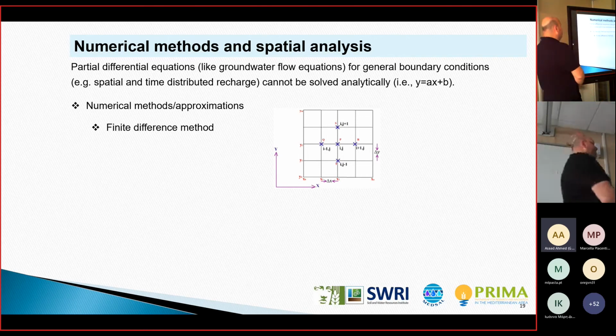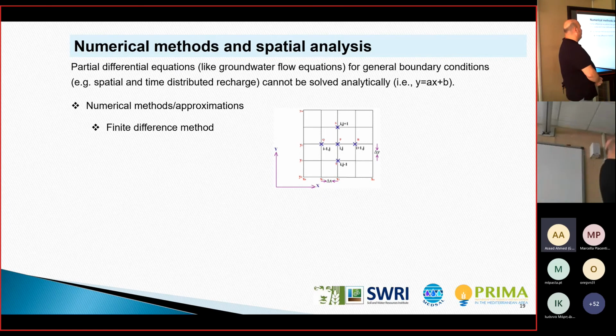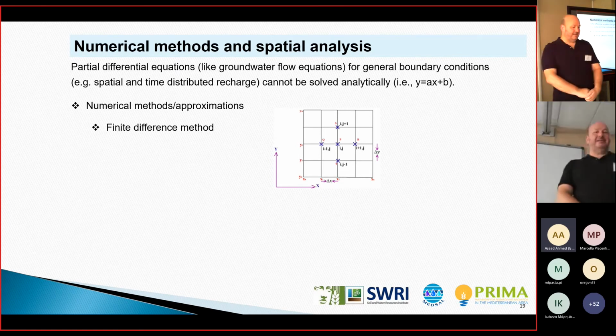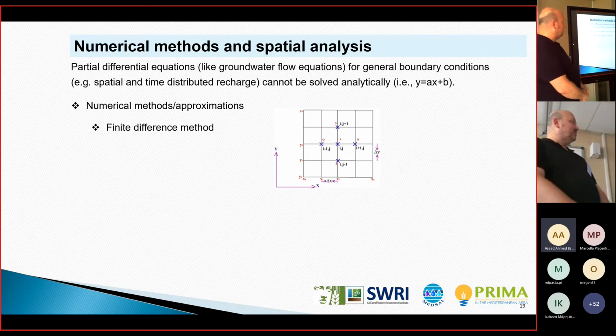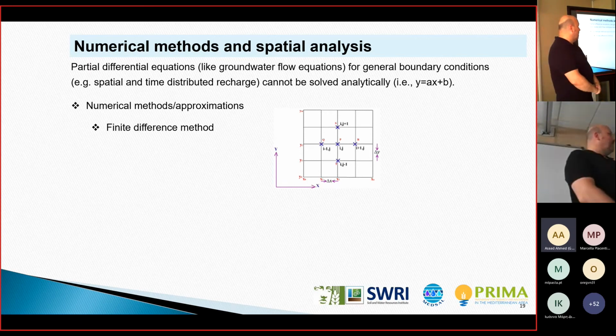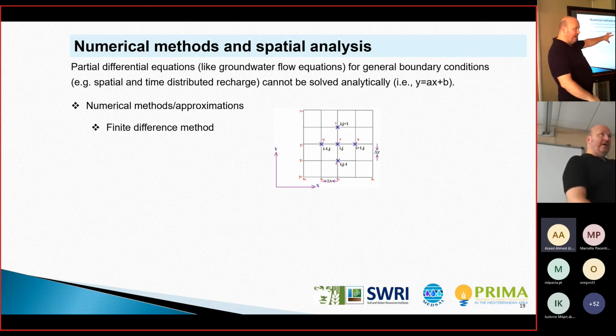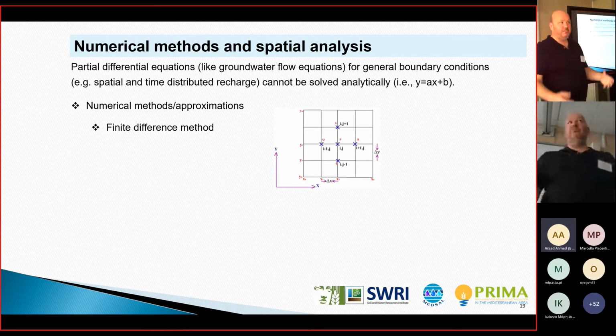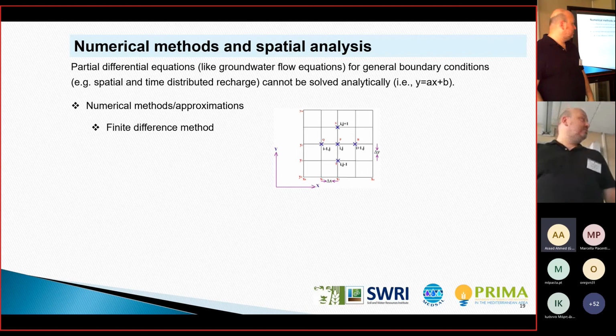One of these methods, a very common method, is the finite difference method that discretizes the flow area with this orthogonal grid, as you can see here. And the solution in this flow area, this model area, we take the solution in the nodes of the grid by a system of algebraic equations.